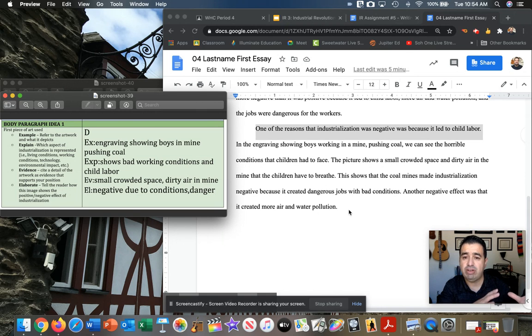And if you have this graphic organizer done, this should take you about 30 minutes, and you're going to be able to finish this. Okay, so hopefully you found this example helpful.